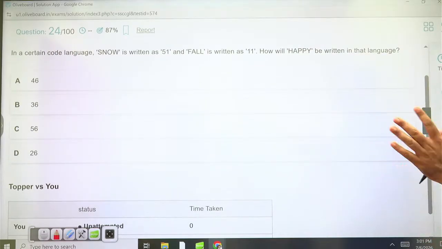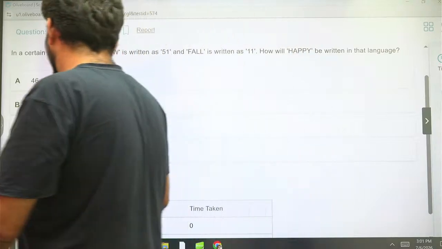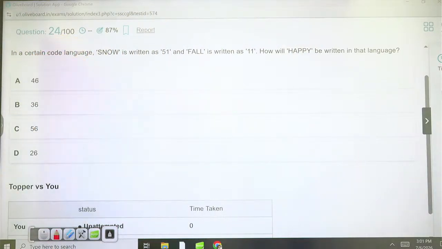Snow is written as this, fall is written as this. How will happy be written? See, snow is 51. That means there is some sort of logic attached to it. It is not simply the number of letters, etc. So we'll have to check for it. How do we do that? We'll quickly find out the sum.